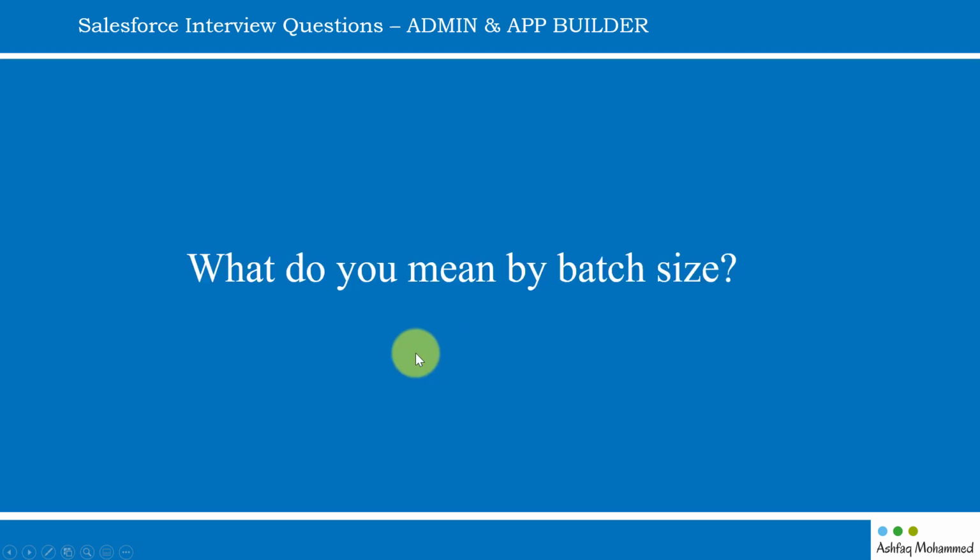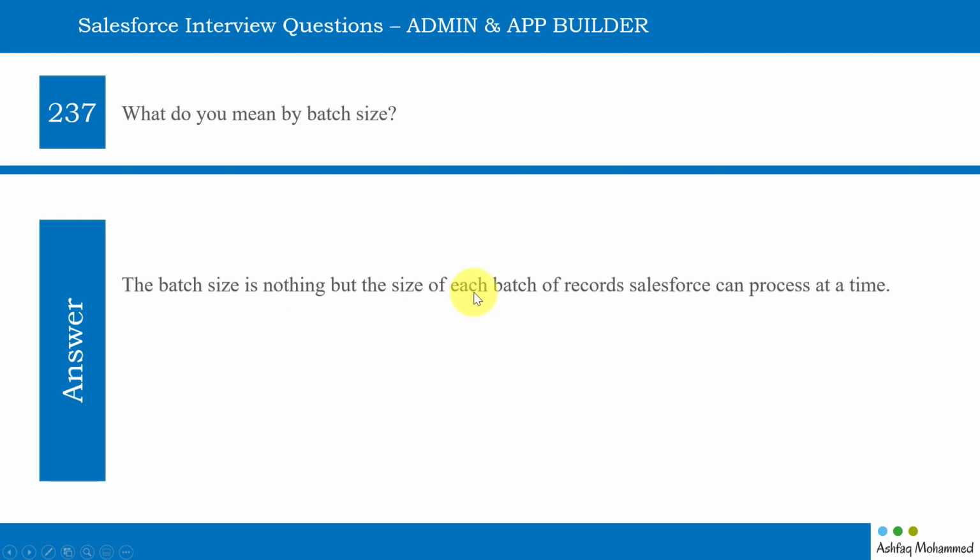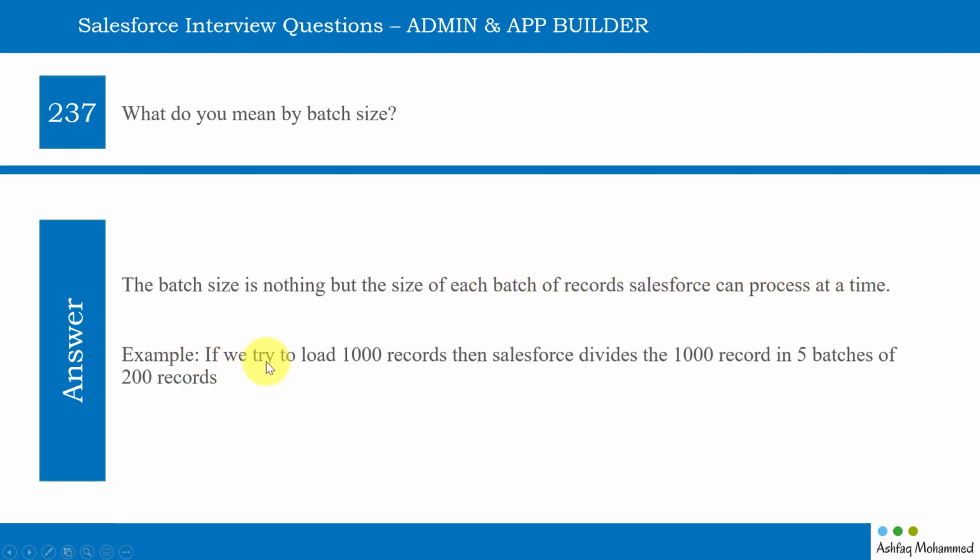What do you mean by batch size? The batch size is nothing but the size of each batch of records Salesforce can process at a time. For example, if we try to load 1,000 records, then Salesforce divides the 1,000 records into 5 batches of 200. As I said, by default we have 200 unless we use bulk API. So when I have 1,000 records in my Excel CSV file, it will process them in 5 batches of 200.